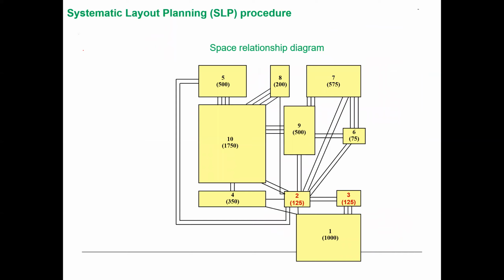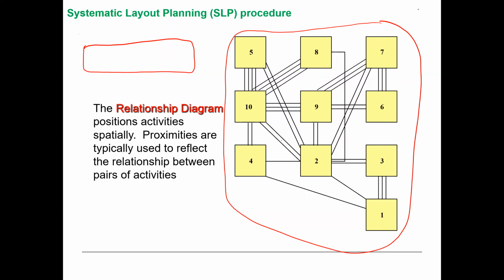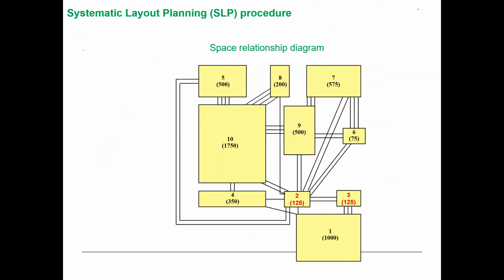So here's a better picture of the same. Now we have the actual area of the departments. So again, that's really important. We have the area, we have the strength of the connections. So now we want to start moving these boxes around to fit the given area and see what will give us the best performance.